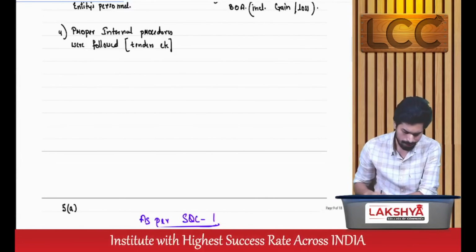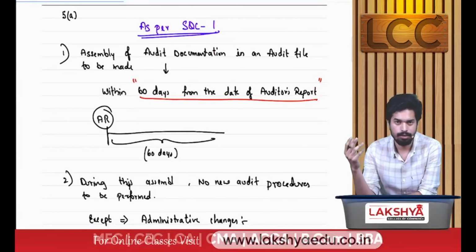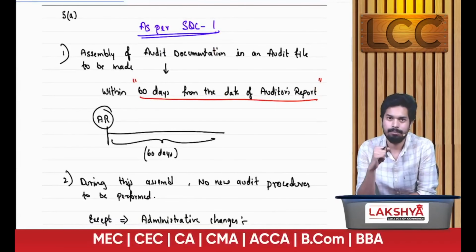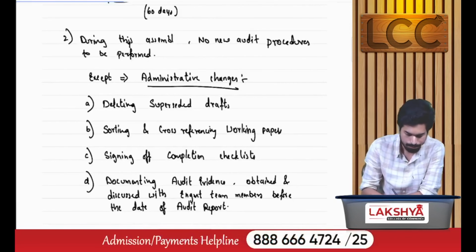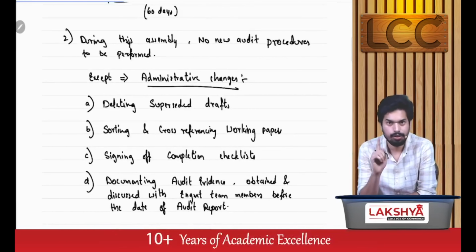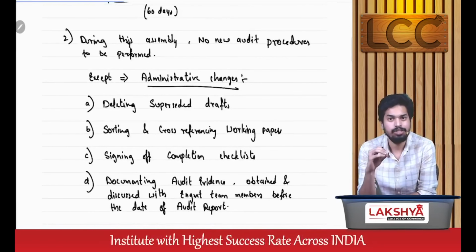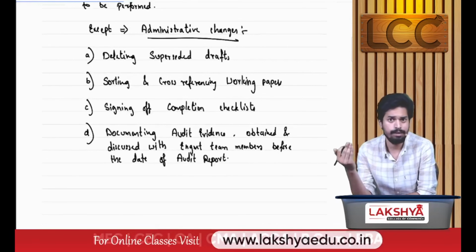As you already know, as per SQC1, we need to assemble the audit documentation in an audit file within 60 days from the date of auditor's report. That is your first point. And during this assembly, no new audit procedure should be performed except the changes that are administrative in nature, like deleting superseded drafts.